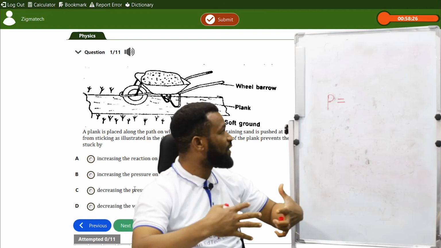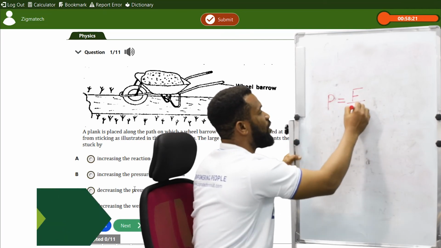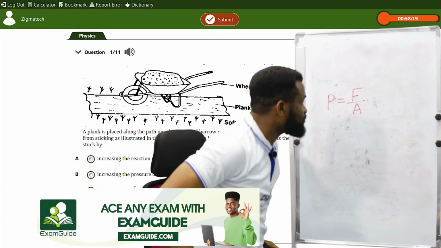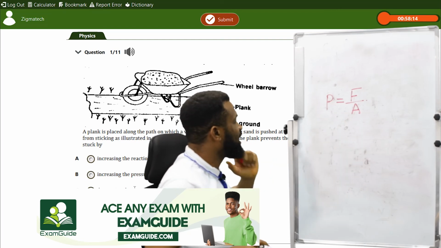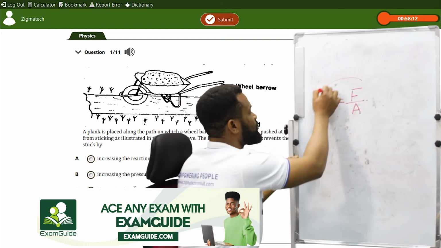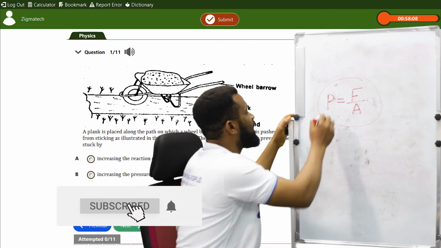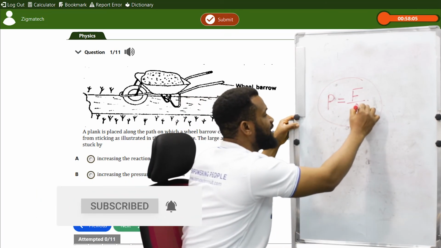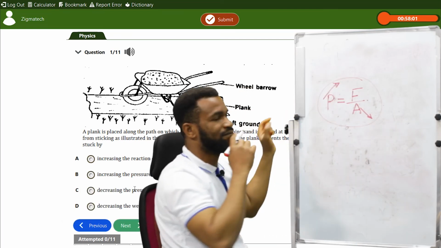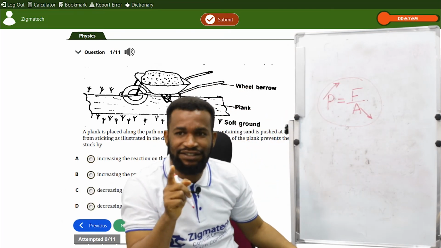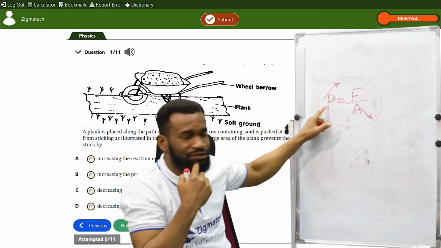The plank is providing an area. So the force, or the weight of the wheelbarrow, all over the surface area, or the unit area in this case. Now, remember this. According to this relation, which is the general relation of a pressure, as the area is decreasing, pressure will be increasing. Now, in this exercise, the intention is not to increase the pressure.